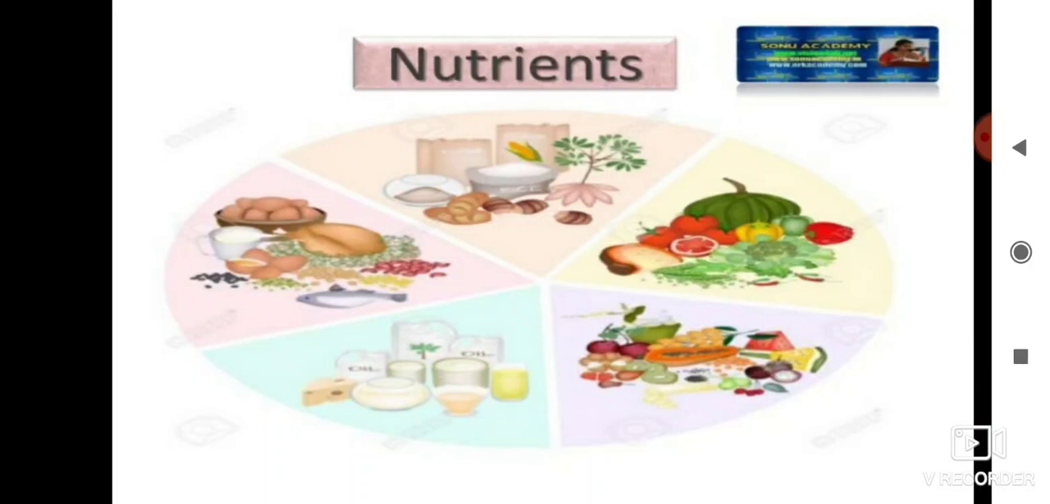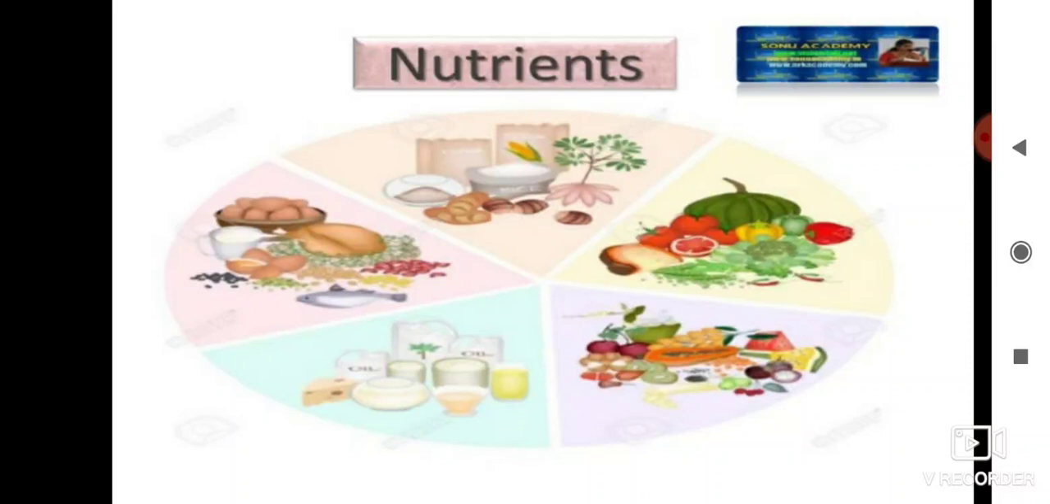And nutrients are the substances present in the food which are helpful for our growth and development. There are basically five nutrients: carbohydrates, protein, fats, vitamins and minerals. Even roughage is included, but roughage does not provide any kind of nutrients.